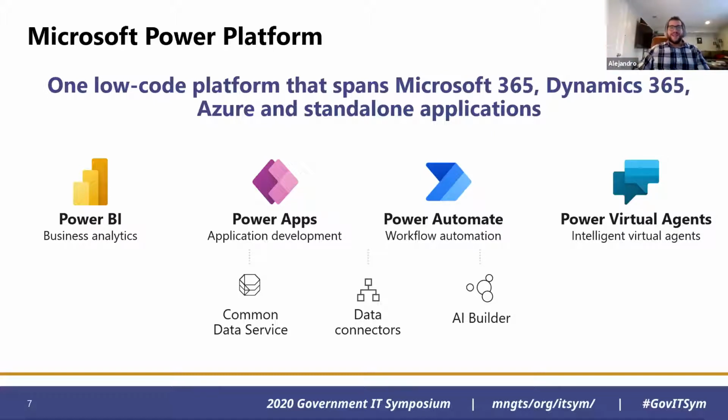And on the far right-hand side is Virtual Power Agents. Unfortunately, it's not available for the government cloud, so that's why we're not going to talk about it too much in this session. But what it is, is those virtual bots, that self-help, really driving self-help for your citizens. All of this is communicating with the common data service, and you can utilize data connectors and AI Builder, everything in this one big suite.